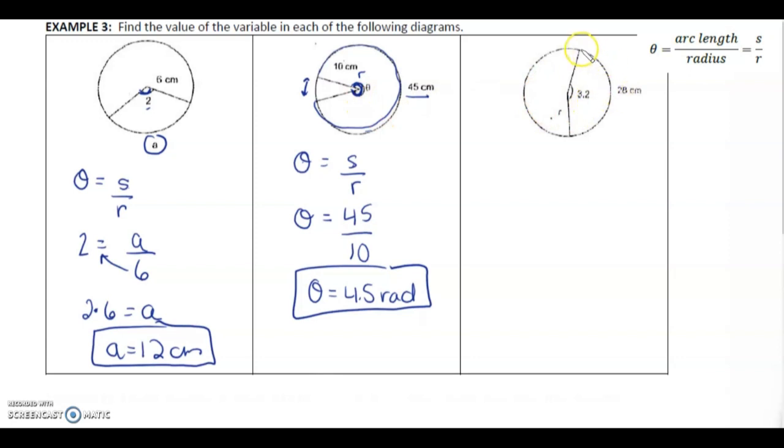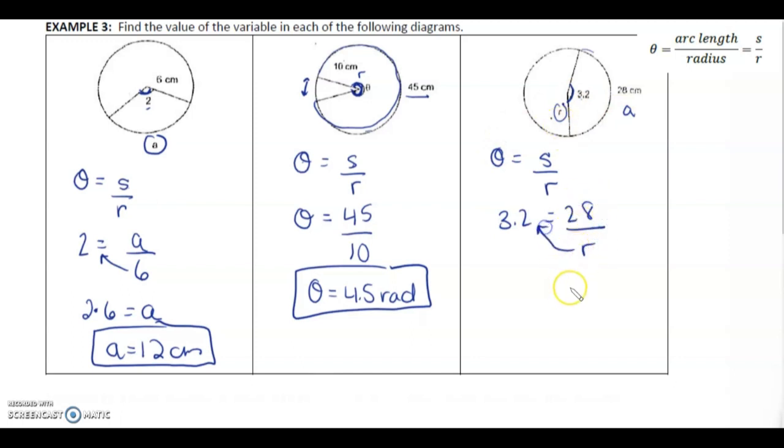And then the third one. So we have an arc length of 28, and we have a theta of 3.2. So we're looking for the radius. This is a little bit more math here, just a little bit. So theta is 3.2. We have an arc length of 28, and we have a radius of r.